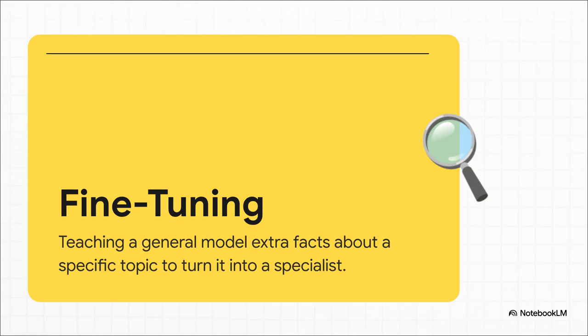So if that generalist robot needs to become a world-class expert on, say, medical knowledge, you don't start over. You take the base model and you just keep training it, but this time on a very specific data set, like thousands of medical textbooks. This fine-tuning process is what turns a jack of all trades into a master of one.